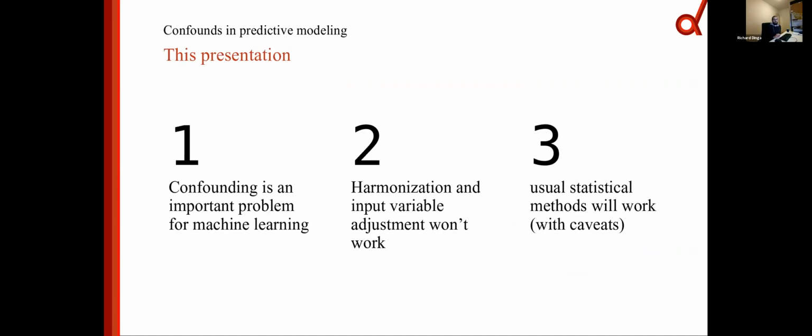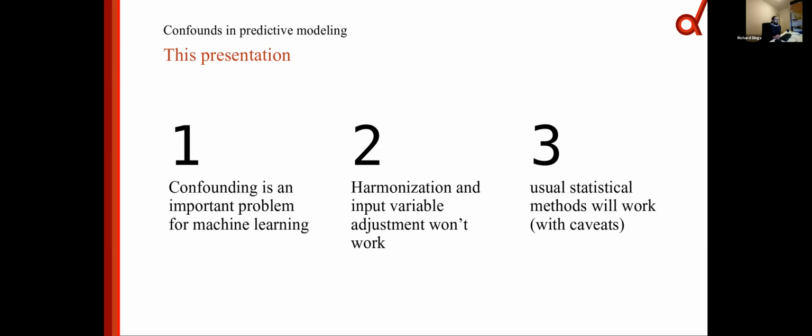In this presentation, I'm afraid that looking at the caliber of speakers I saw today, it might be too easy for you, but we'll see. I will be talking about confounds and their issue for machine learning. And there are three messages. One is that even though some people say that confounds are not an issue for machine learning, it very well is.